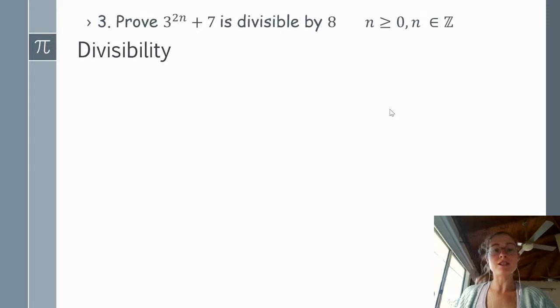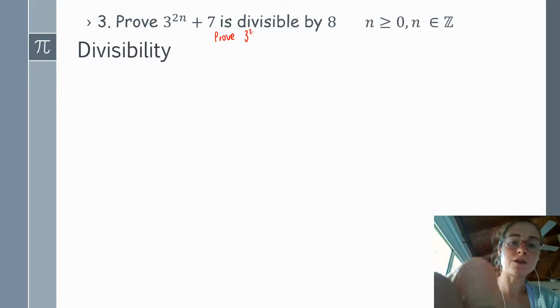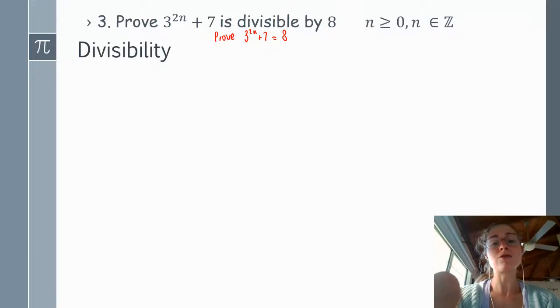Look at proof by induction using divisibility, and then we'll go through inequalities. I really like this one. I think it's pretty cool. So let's figure out in this question what we're trying to prove. We're trying to prove that 3 to the power of 2n plus 7 is divisible by 8. So 3 to the power of 2n plus 7 is equal to 8 times some number m, where m is within Z.